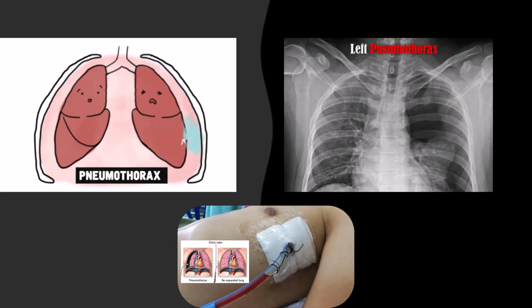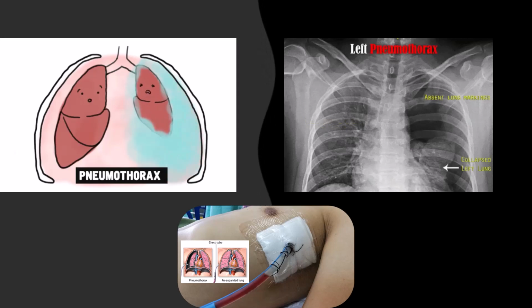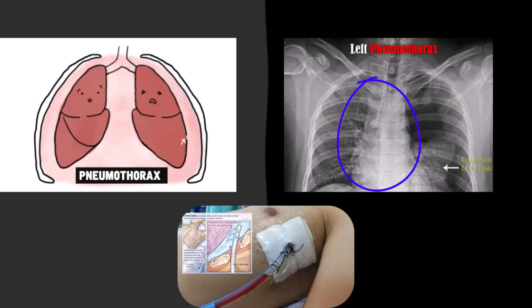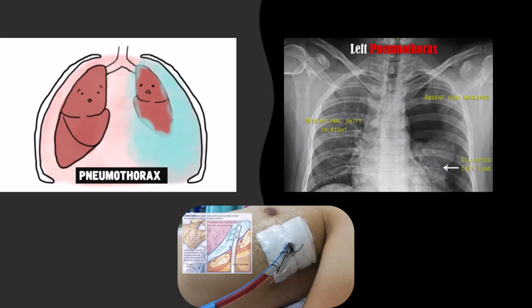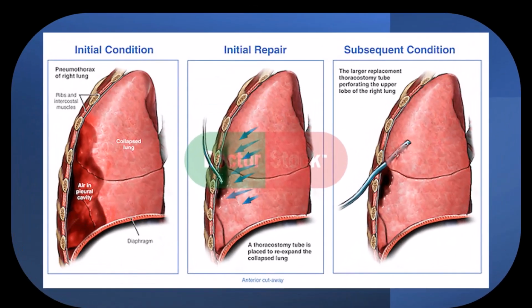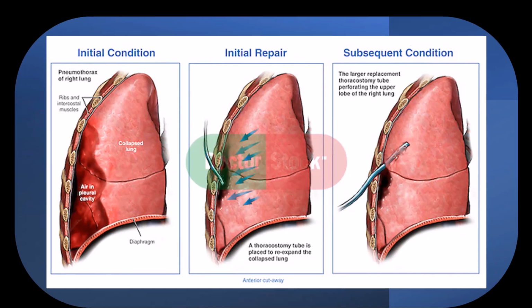So let's take a look at a left pneumothorax. We can see the collapsed lung, and we can see the absence of lung markings. And we can also see with the pressure of the collapsed lung, the mediastinum has been pushed over. We'll start by looking at the pneumothorax, then the initial repair, and the subsequent condition after the tube's been inserted.